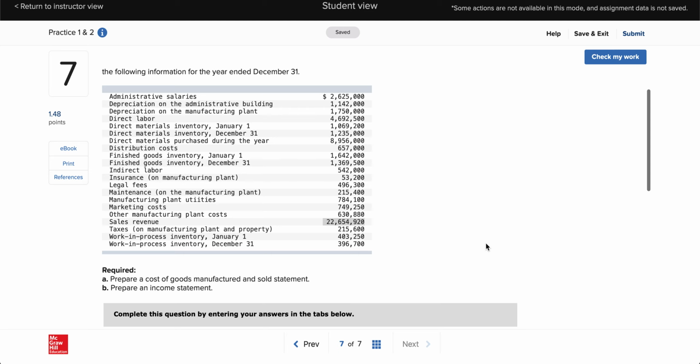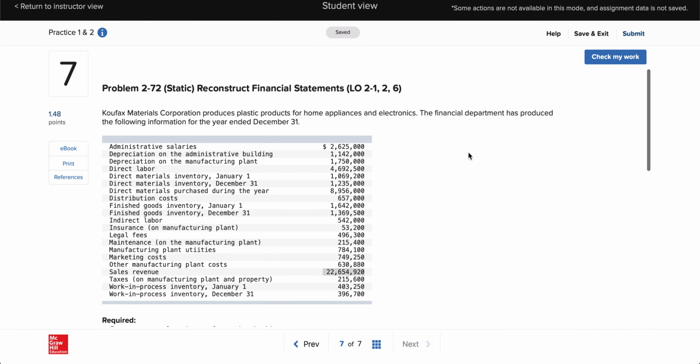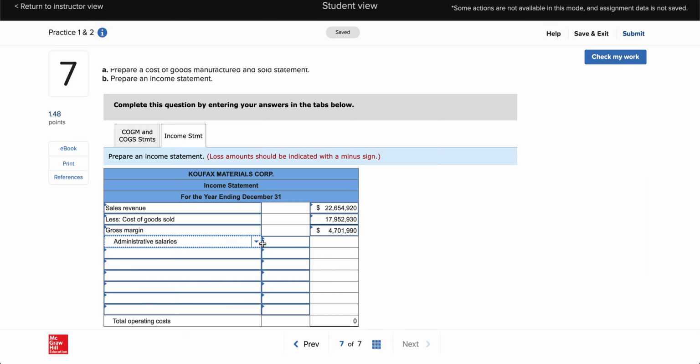So we want to go up here and see what operating expenses we find. We have administrative salaries. We have depreciation on the admin building, distribution cost, legal fees, marketing cost. That's it. So we're going to list those things. Let's go grab them again. I do have a picture of it here. We have our admin salaries, and they total $2,625,000.